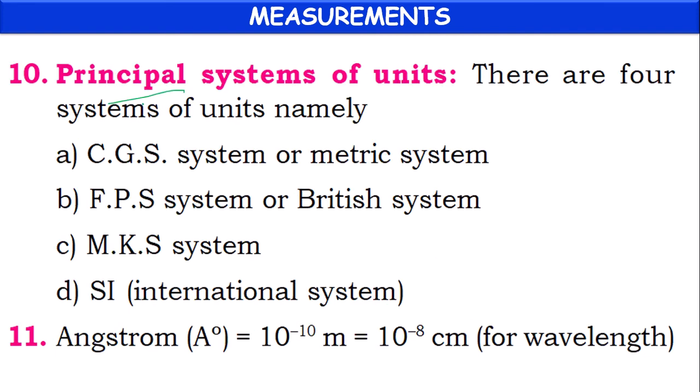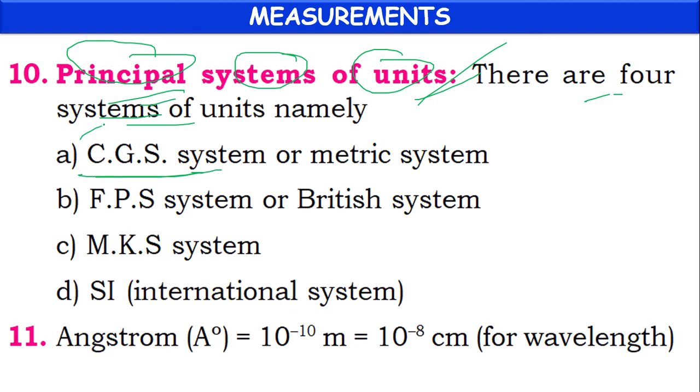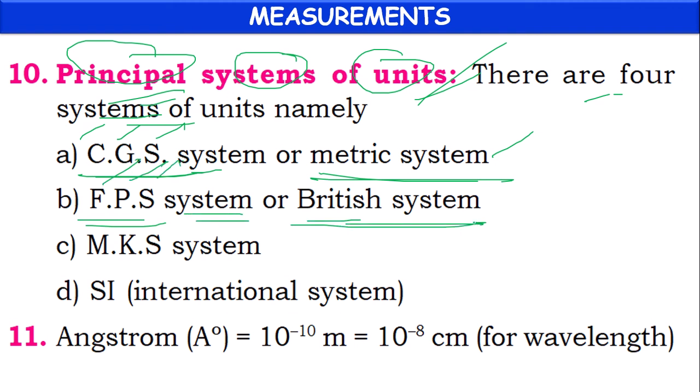We have some systems. Principal systems of units: for measuring the units, we have mainly four systems. One is CGS system, centimeter, gram, second system, also called the metric system. FPS system, foot, pound, second system, also called the British system. MK system, meter, kilogram, second system. SI system means international system, the latest modified version of MK system. At present, we are following this SI system.